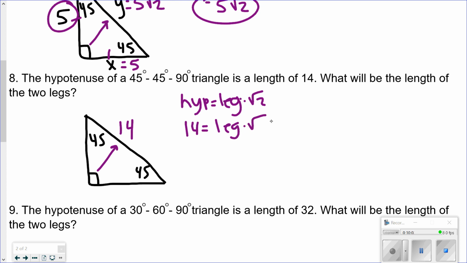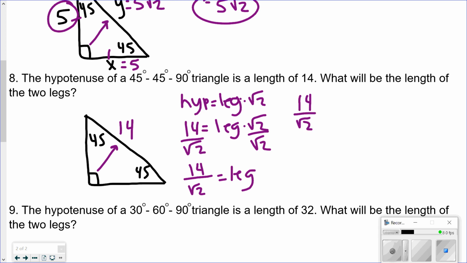times radical 2. This is going to be one of our funky situations where I need to get rid of that radical 2. To do so, I need to divide by radical 2 on both sides, which means that 14 over radical 2 is equal to our leg. However, we are not allowed to have a radical in the denominator. So to get rid of the radical 2 in the denominator, I need to multiply both the numerator and the denominator by radical 2.